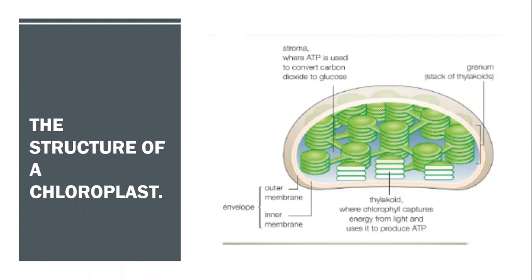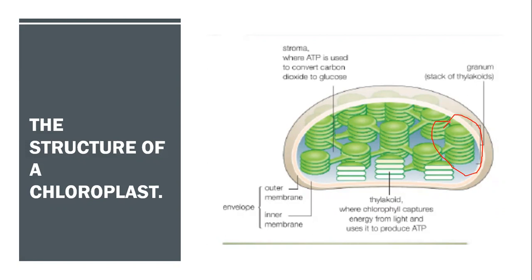If you look over here, we have membranes. The membranes are arranged in layers. It looks like you have a stack of coins, right? So it is arranged in layers, and the layers are known as grana or granum. Grana is plural. A single granum is made up of layers of membrane.